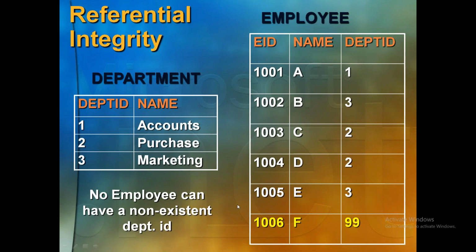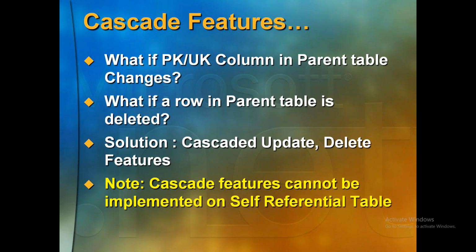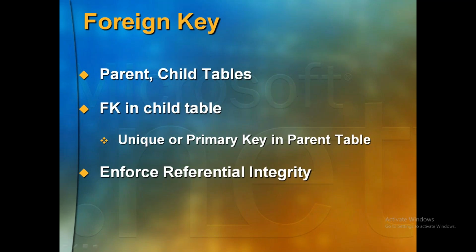Now I wanted to talk about cascading features. What if the primary key or unique key column in the parent table changes? What if a row in the parent table is deleted? The solution is cascaded update and delete features. Cascading features cannot be implemented on a self-referential table. What I'm saying is like this.